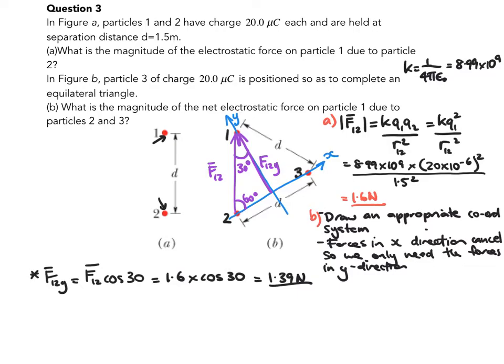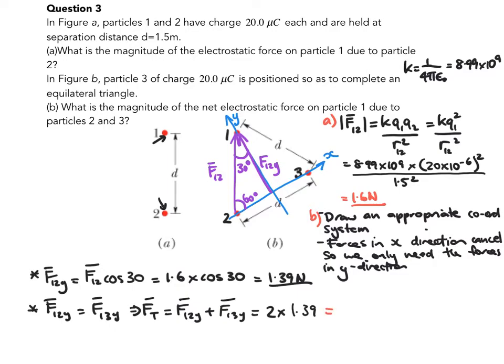Well, we know that the y component of the force of 3 on 1 is just going to be that as well. So the force F12y is the same as F13y. So we just have to double the force to see what the total force, call it Ft, is. F12y plus F13y, which is 2 times 1.39, and that comes to 2.77 newtons.